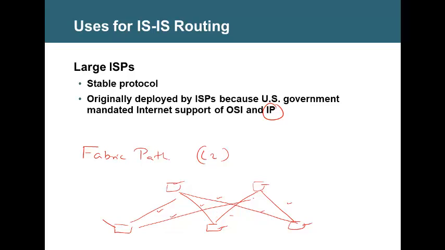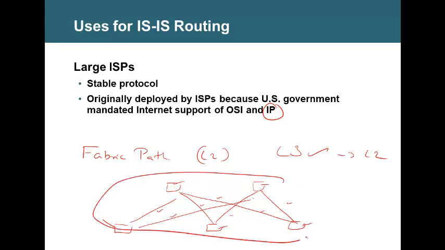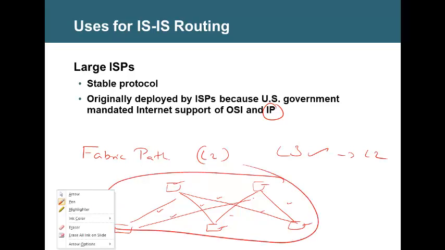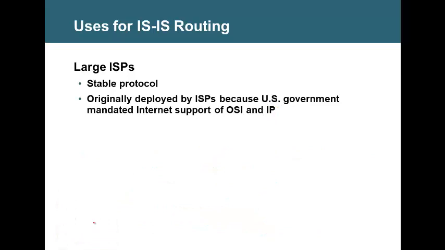Fabric path brings the layer 3 advantage into layer 2. It is all because of ISIS. If there were no ISIS routing protocol, this would not be possible. You see, there is a routing protocol which never uses an IP address here. So ISIS is highly resilient.